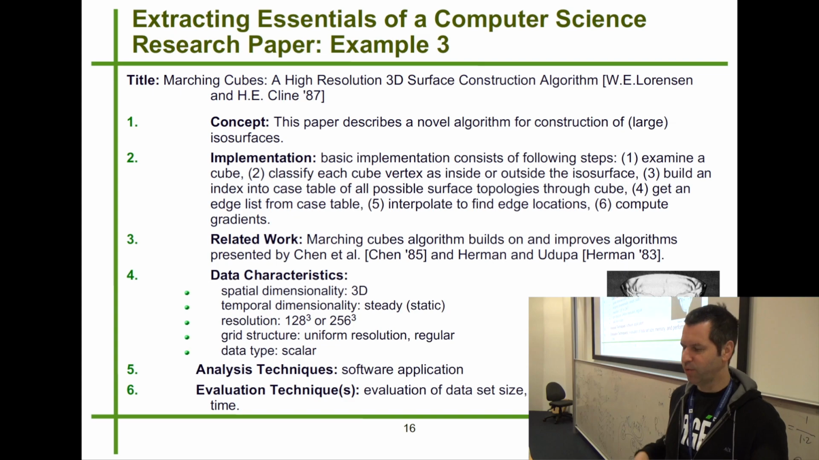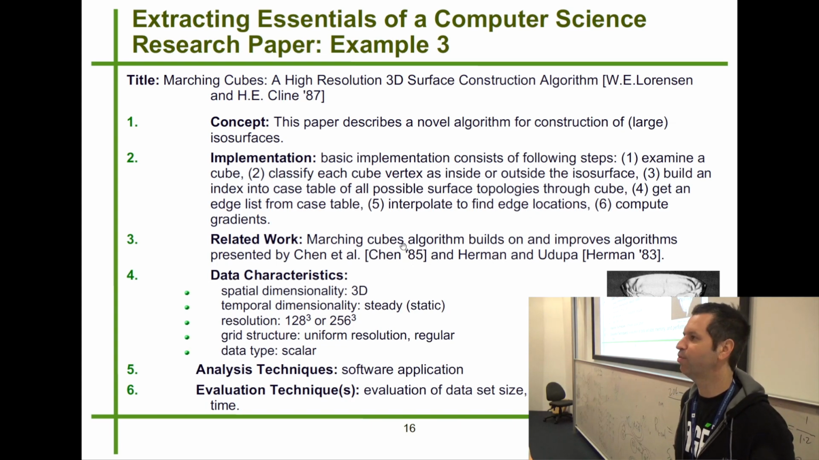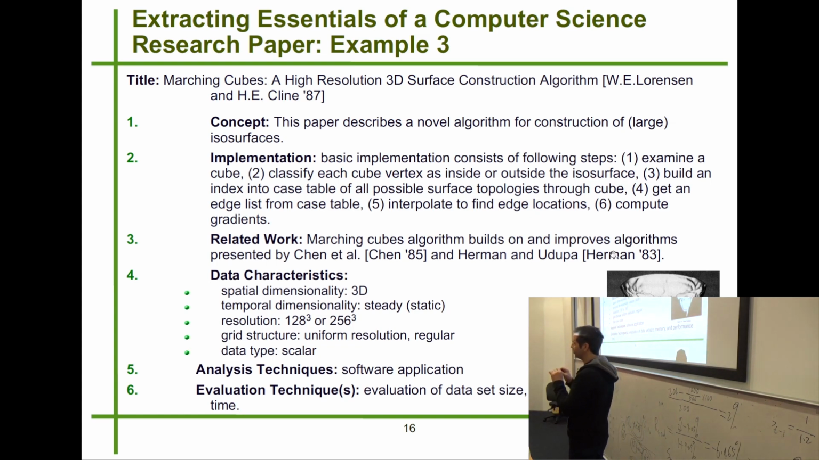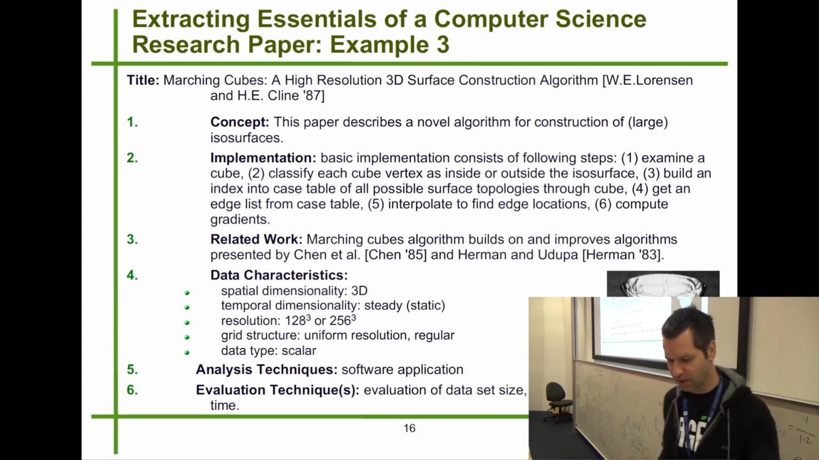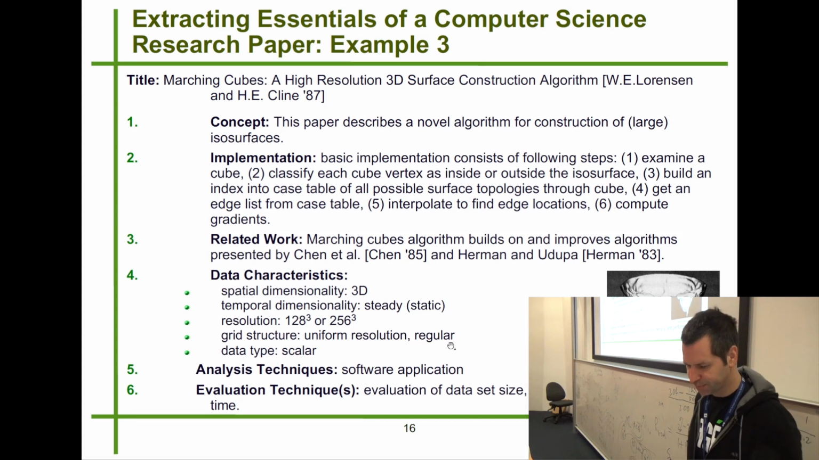They have a related work section with like 20 papers in it, but if I look more carefully, I find out that there are two previous papers that this really builds on. And then I look at the data characteristics. This is 3D data, a surface extracted from 3D data. It's static data. It has a resolution of 128 cubed or 256 cubed. It's on a uniform grid, and it's scalar data.